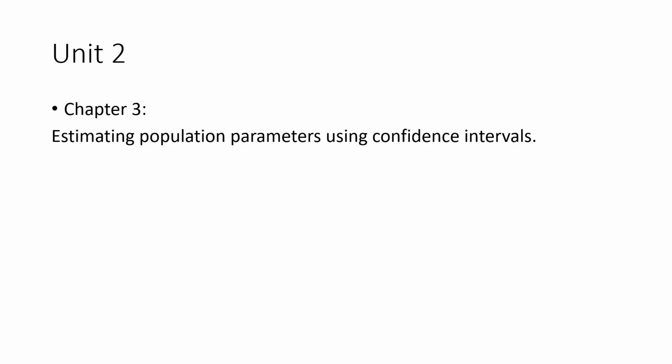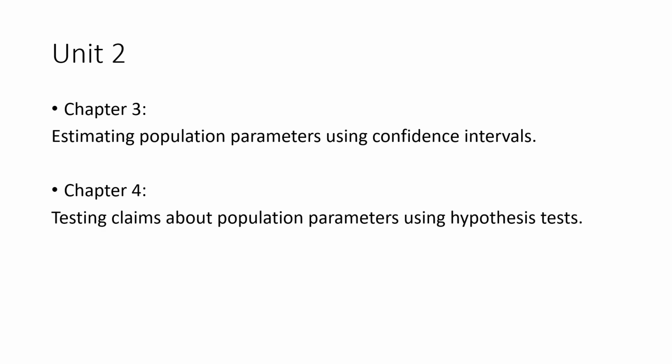Now, in Unit 2 of the textbook, we're going to start in chapter 3. In this chapter, we'll be estimating population parameters based on sample data using something called confidence intervals that'll give us an idea of how large the margin of error is around our estimates. In chapter 4, we're going to be testing claims about population parameters using something called hypothesis tests. This is where we'll learn about what it means for things to be statistically significant and how to decide if a result is statistically significant.